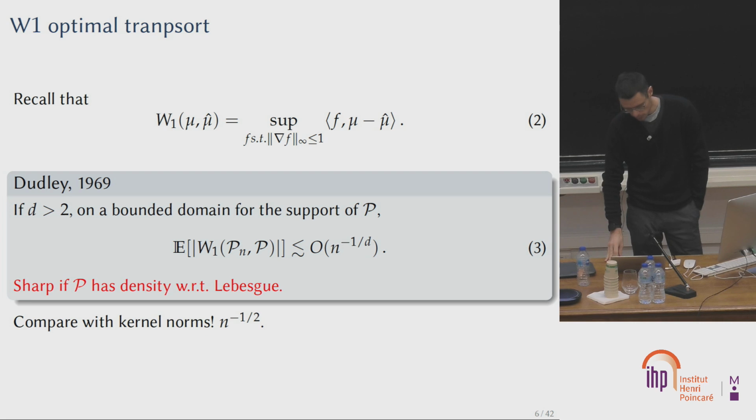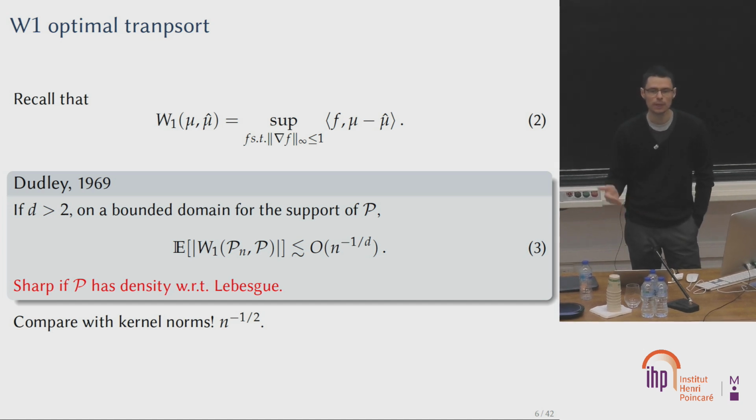It's sharp, in particular if P has a density with respect to Lebesgue. And the rate is super slow if d is large. Compare 1 over square root n versus 1 over n to the power 1 over d.